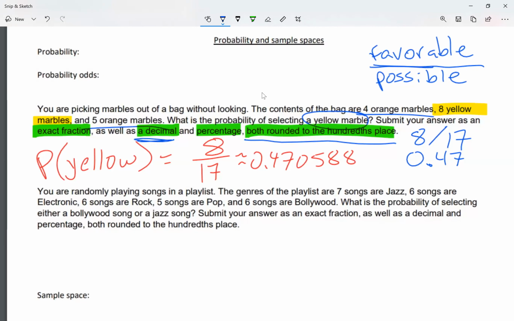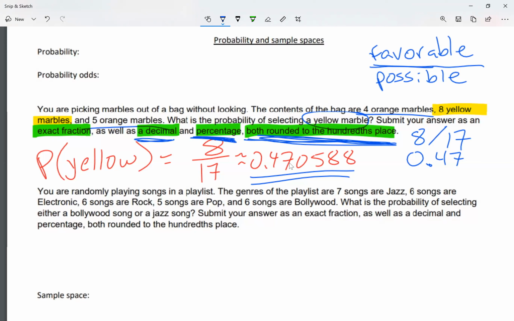I rounded to 2 decimal places because it asked me to round it to the nearest hundredths. So 0.47. Now it also asked me to do it as a percentage. I'm going to round my answer to the nearest hundredths. Now, what do I do for my percentage? The decimal that I have, remember the long decimal that my calculator gave me?